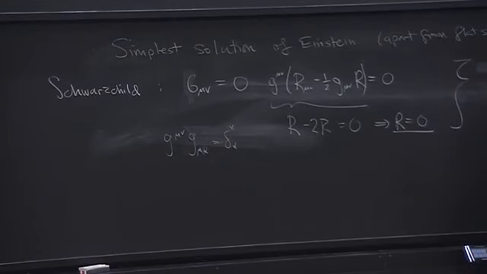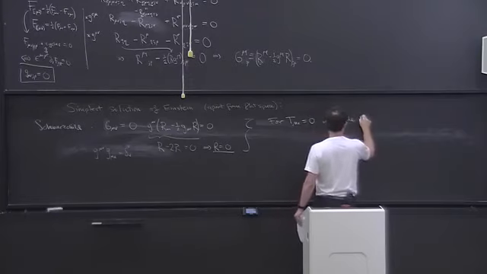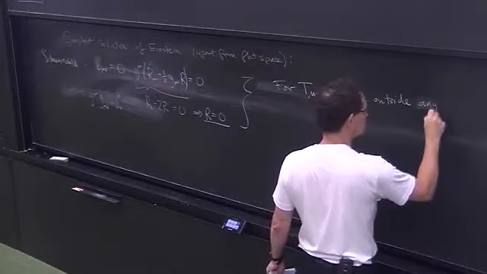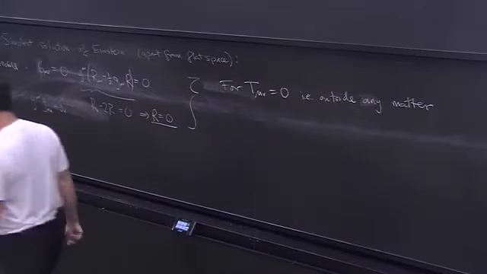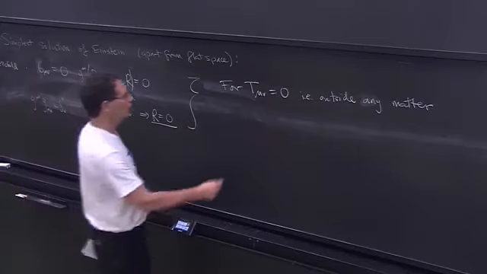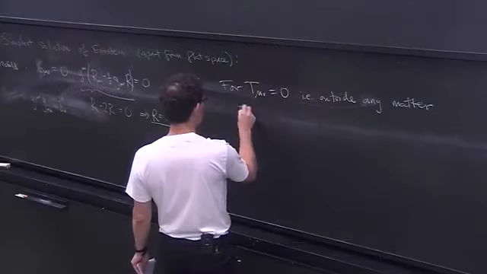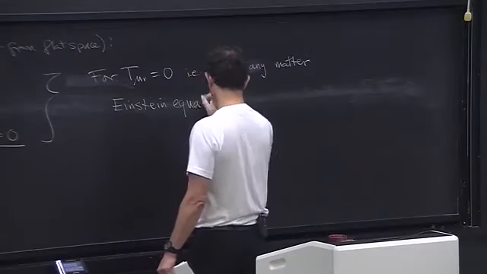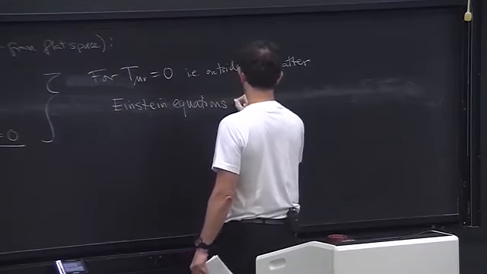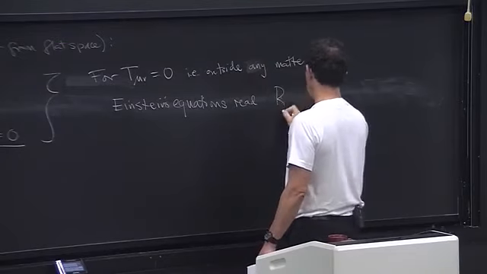for T mu nu equals 0, i.e. outside any matter, in the space between the stars, Einstein's equations read R mu nu equals 0.